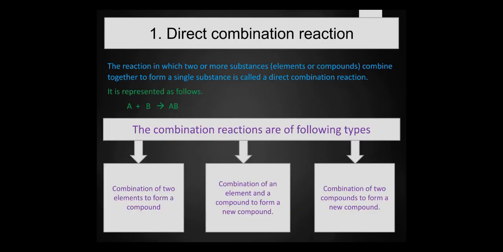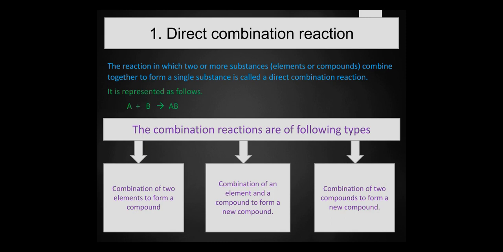So the first reaction is direct combination reaction. A direct combination reaction is a reaction in which two or more substances, either elements or compounds, combine together to form a single substance. It is represented as follows. The format for the reaction is A plus B gives AB. It means two elements or two compounds combine together and form a single product.